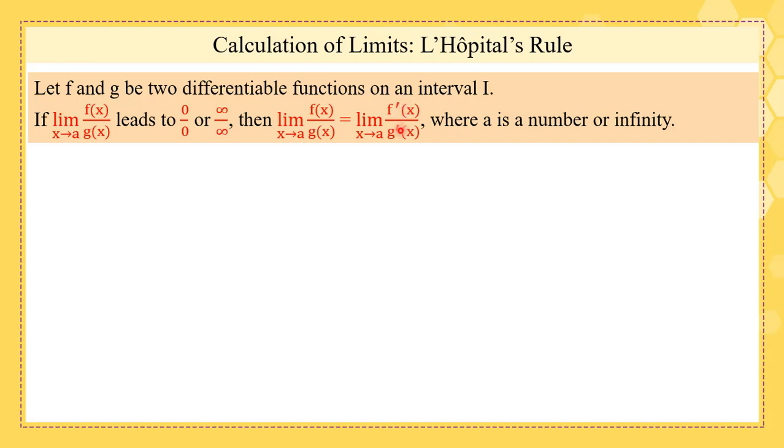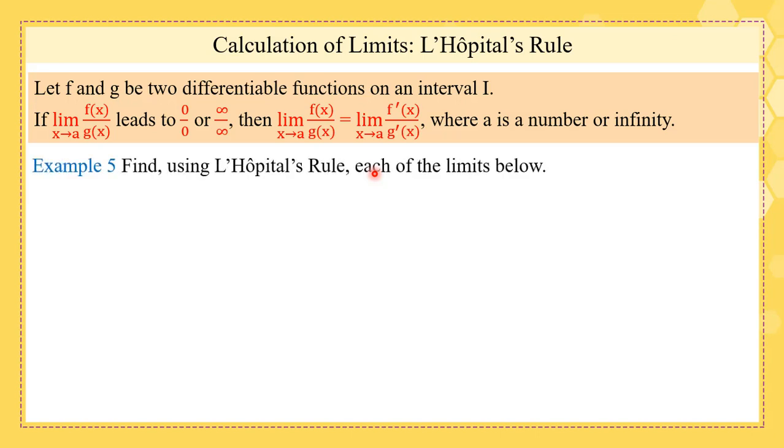And L'Hopital's rule works if x tends to any real number or if it tends to plus infinity or to minus infinity. So simply, if the limit of a certain fraction leads to 0 over 0 or infinity over infinity, L'Hopital states that this limit would be the same as the limit of f prime of x over g prime of x. And x can tend to one of the two infinities or to any real number.